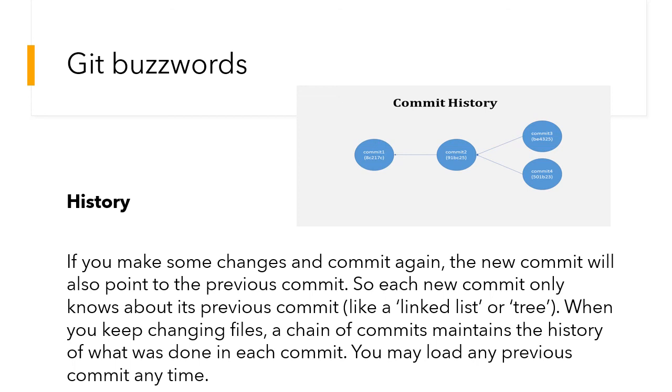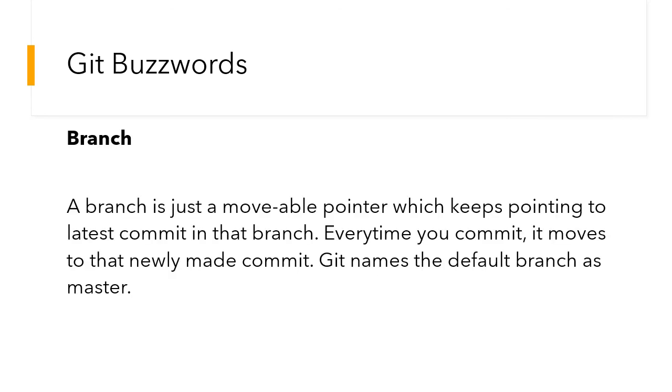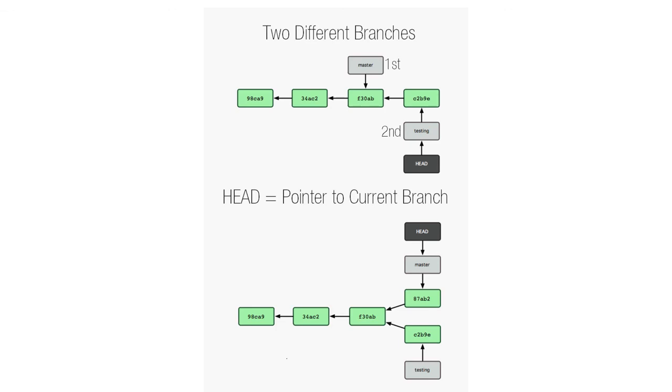The thing which keeps track of different branches is simply named a branch. A branch is just a movable pointer which keeps pointing to the latest commit in that branch. Every time you commit, it moves to that newly made commit. Git names the default branch master. The branch of the commit which you have currently loaded is tracked by the HEAD. HEAD always points to the commit or the branch which you are on at that time.